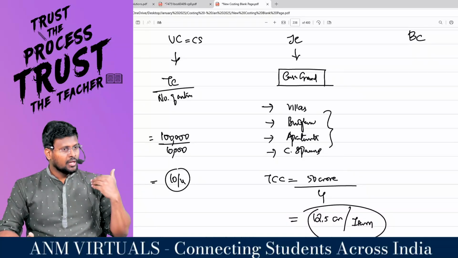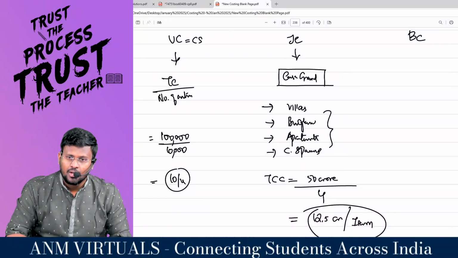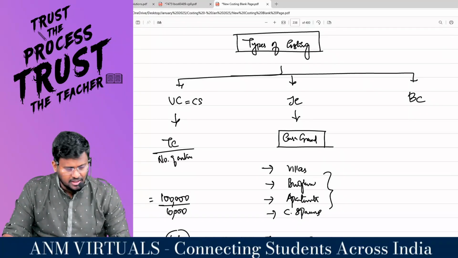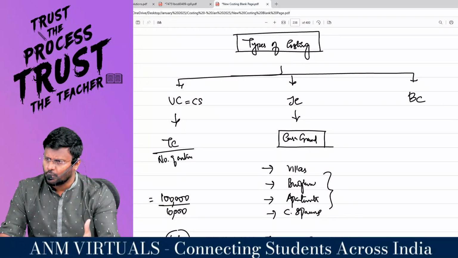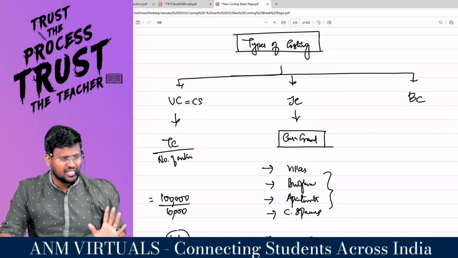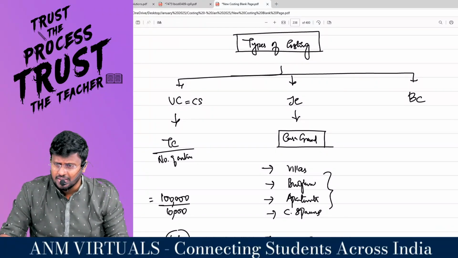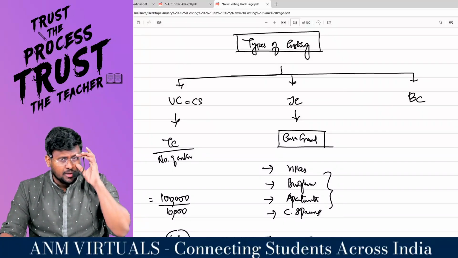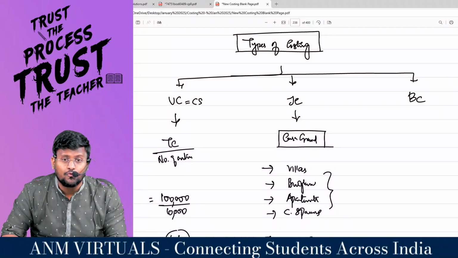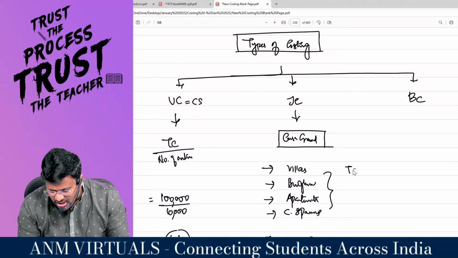Comfortable? So, this is the major difference between what and what? Unit costing and job costing. Unit costing means total cost incurred divided by number of units. The population should be homogeneous. Right? Job costing means total cost incurred has to be bifurcated into 4 categories. That is, what is the cost for villa?